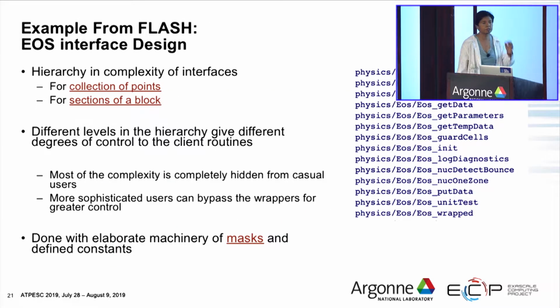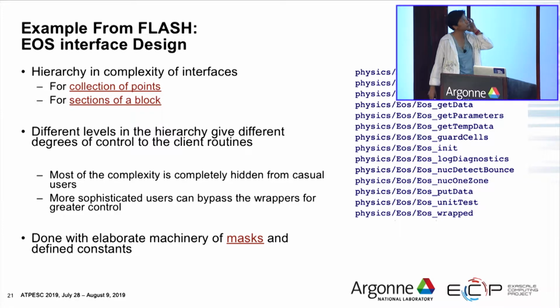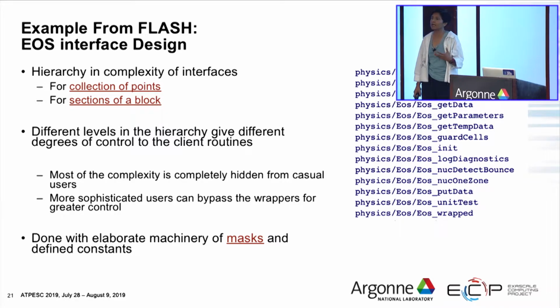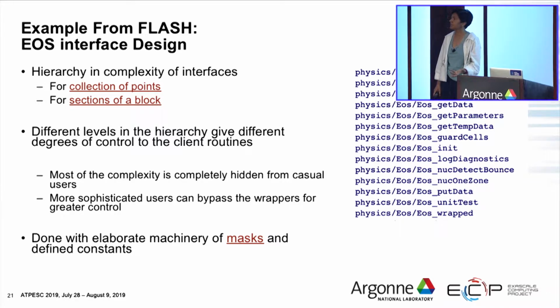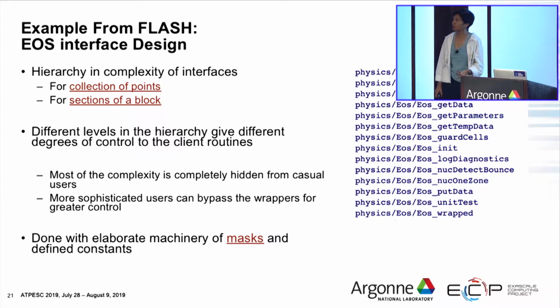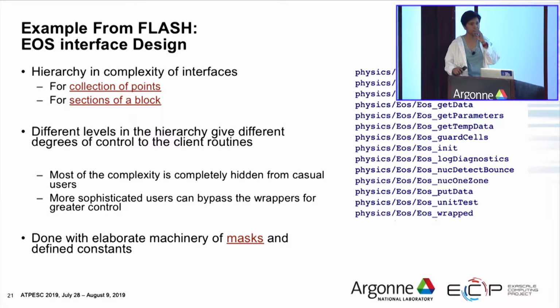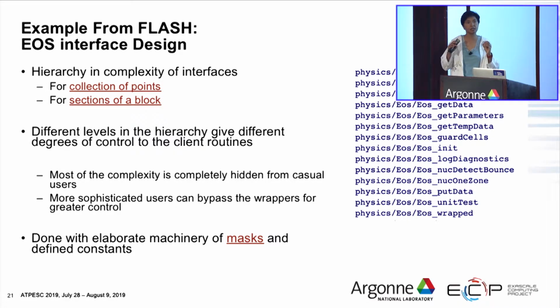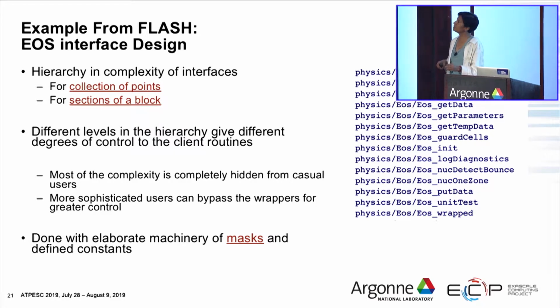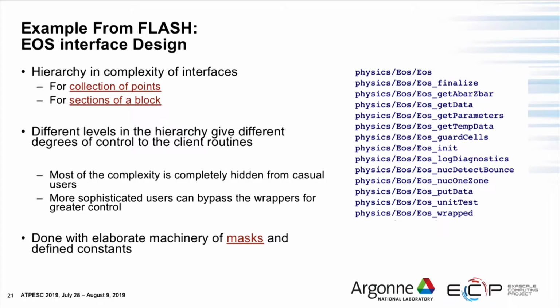The other example that I want to show you is how to devise an API from a seemingly extremely complex functionality. Among the most challenging units that Flash has, not in terms of its mathematical complexity or its logical complexity, but in terms of the services that are demanded from this unit by all of the other units, is the equation of state.